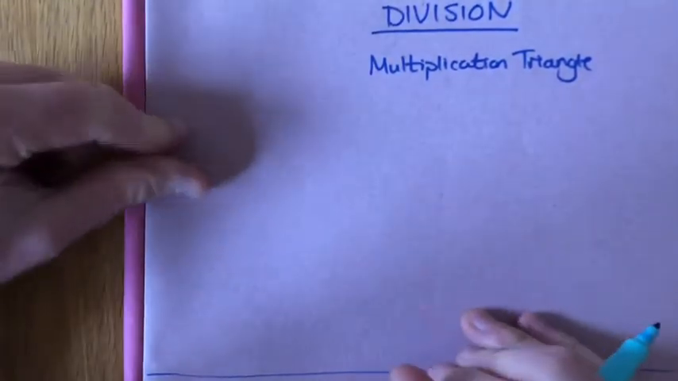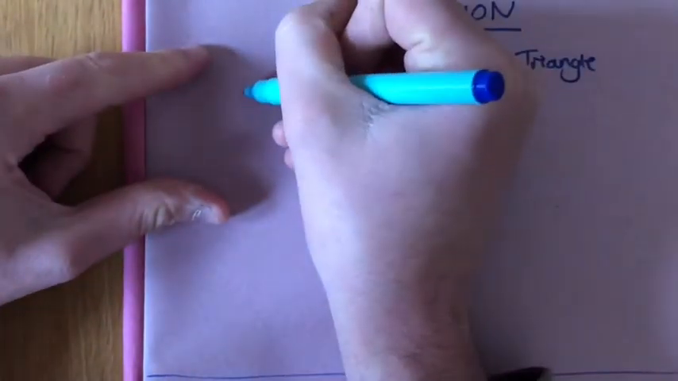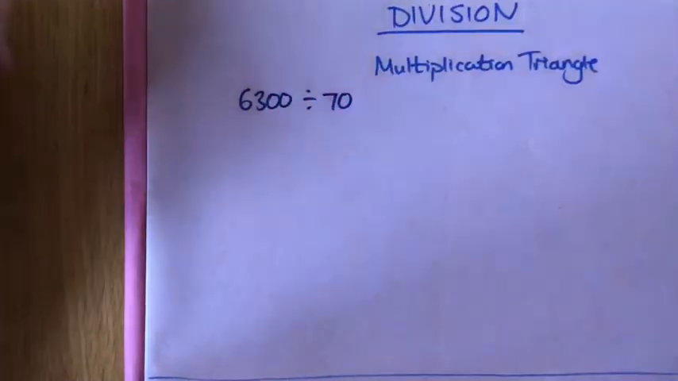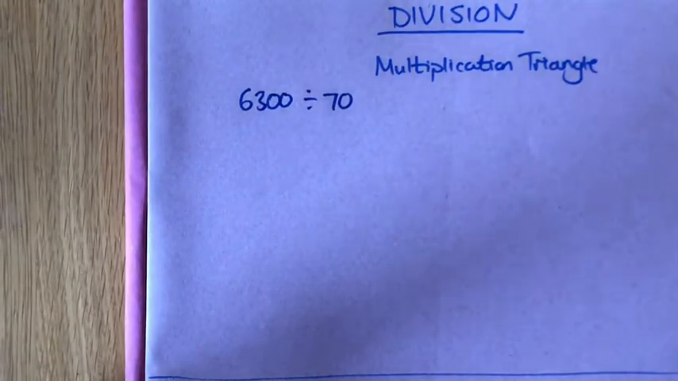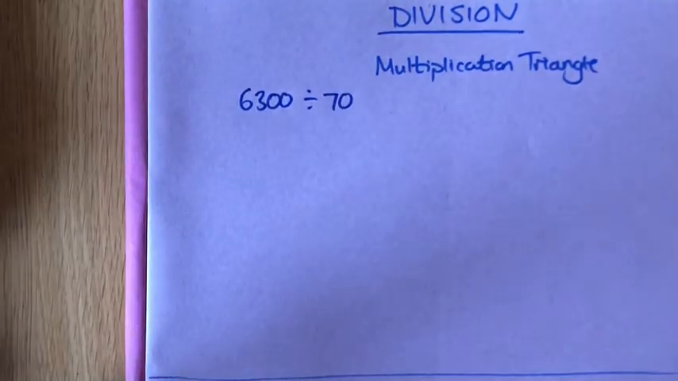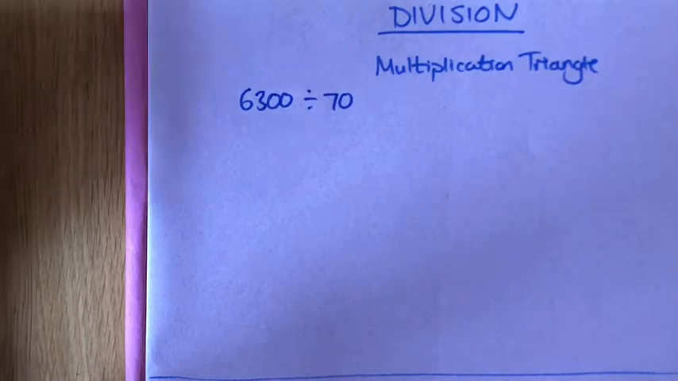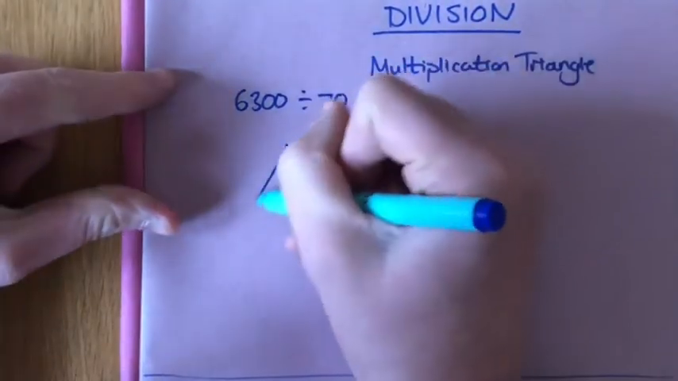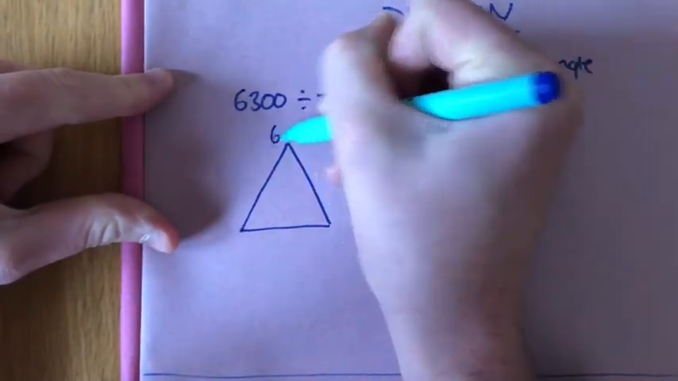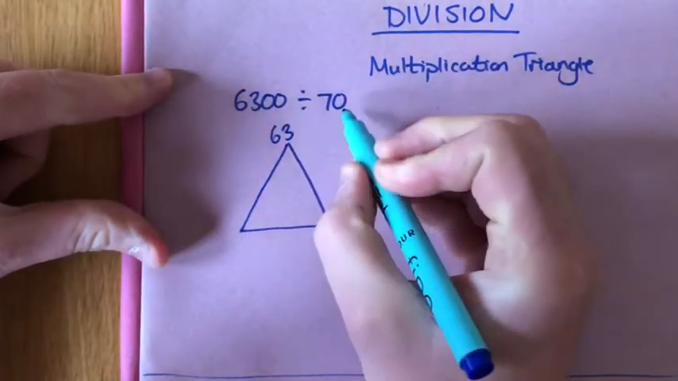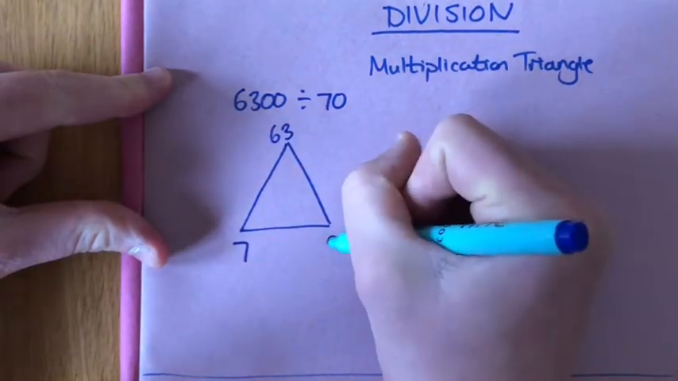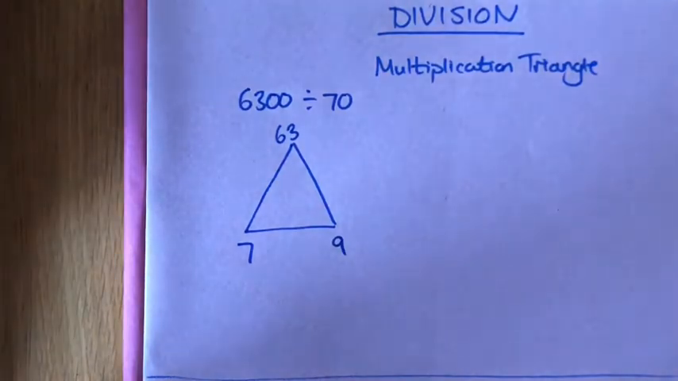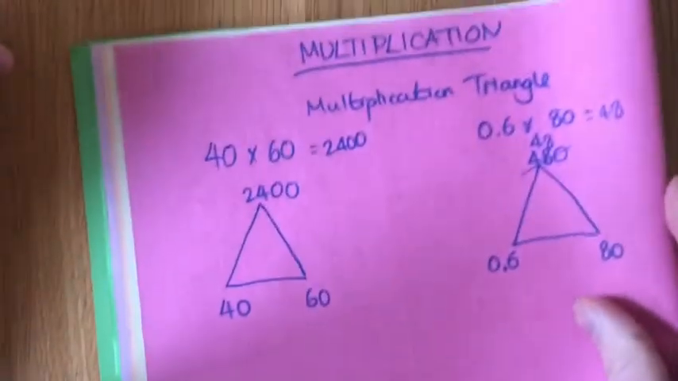So let's say we've got something like 6,300 divided by 70. I'm going to look at that and I'm going to go, is there an easy question in there somewhere? And actually, because I know my 7 times tables and I know that 7 goes into 63, I can go, yeah, there is. And the easy question is that 63, which comes from there, divided by 7, which comes from there, is 9. And then once I've got my easy question, it is exactly the same as doing it for multiplication.